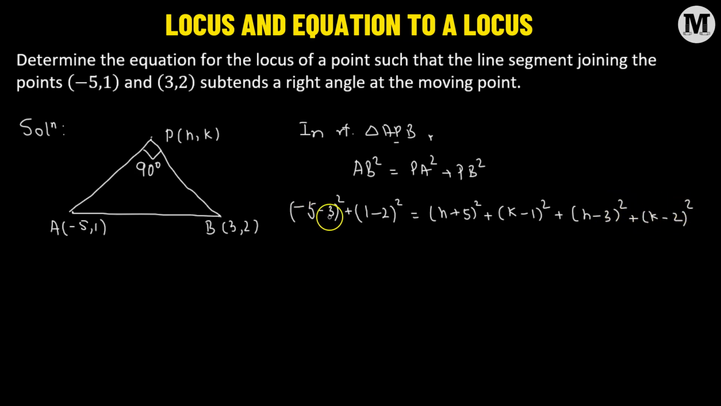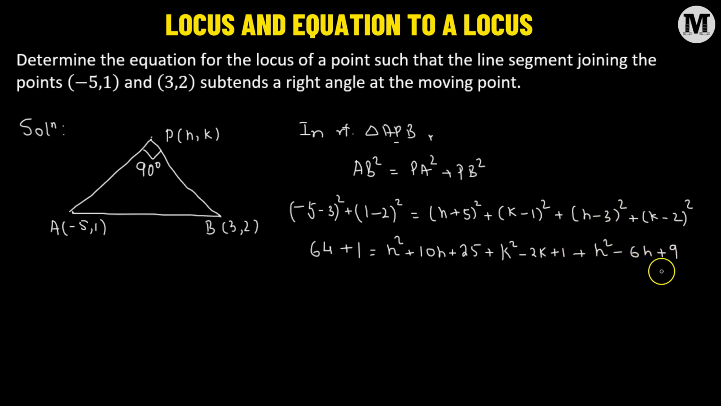Fine. So -5 minus 3 is -8. Squaring -8 gives us positive 64. Then we have 1 minus 2, that's -1. Squaring it gives us positive 1. That will be equal to, so let's expand it. We get h squared plus 10h plus 25, added to k squared minus 2k plus 1, added to h squared minus 6h plus 9, added to k squared minus 4k plus 4.